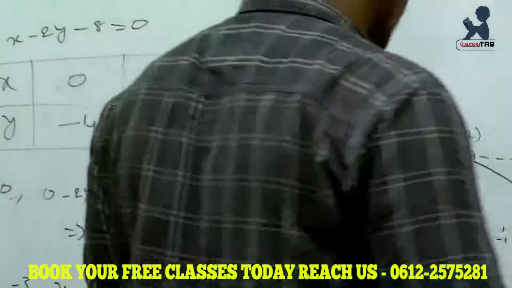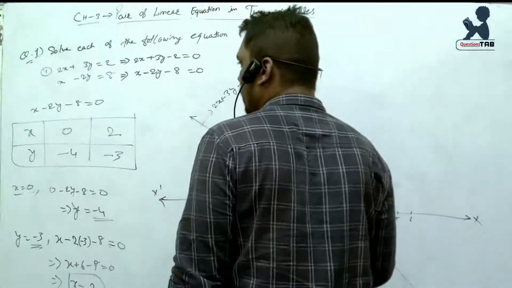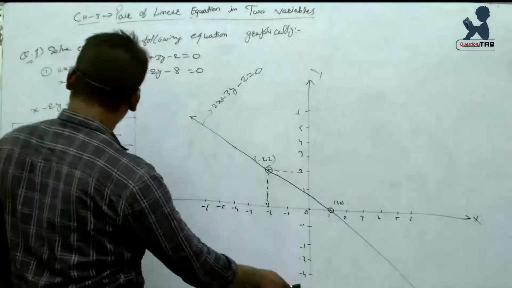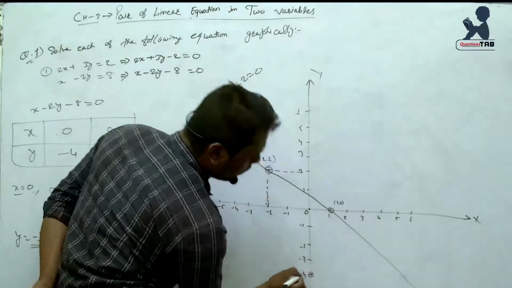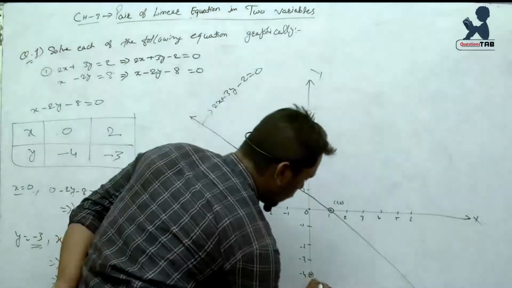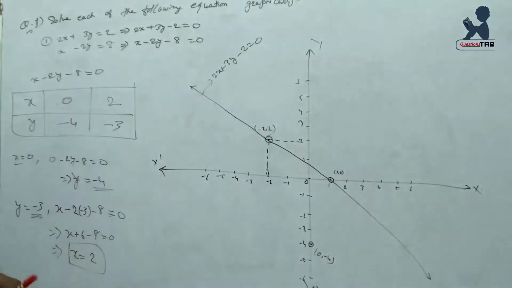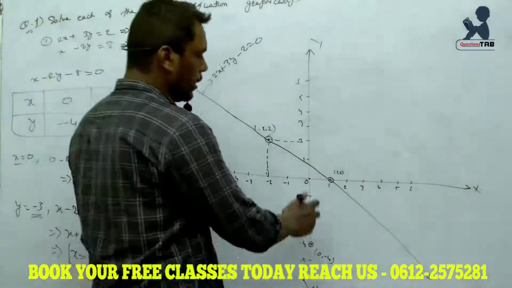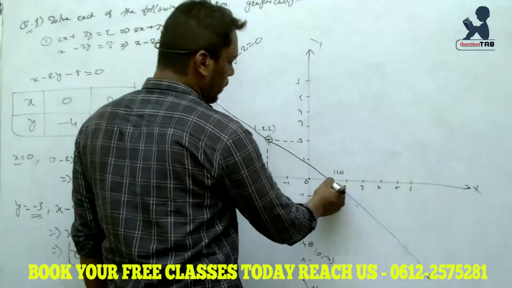So x is 0 on the y axis, and here for x is 0, y is minus 4. For x is 0, y is minus 4, and for x is 2, we get y is minus.